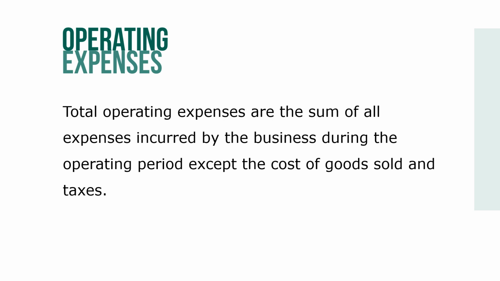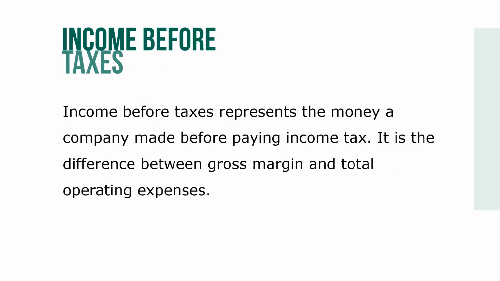Some typical examples are salaries and benefits, sales commissions, rent and utilities, advertising and promotion, insurance, general and administrative expenses, depreciation, and miscellaneous expenses. Income before taxes represents the money a company made before paying income tax. It's the difference between gross margin and total operating expenses.